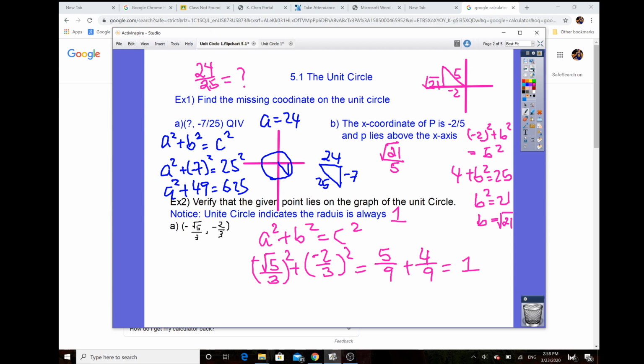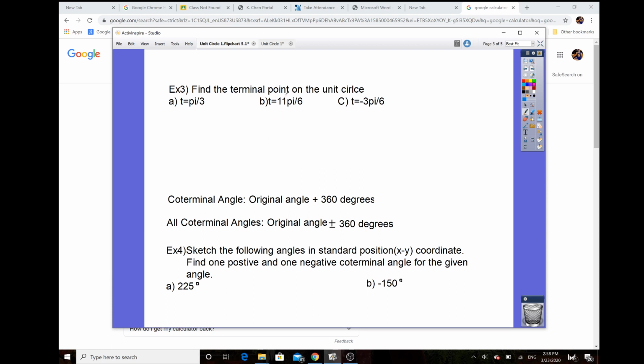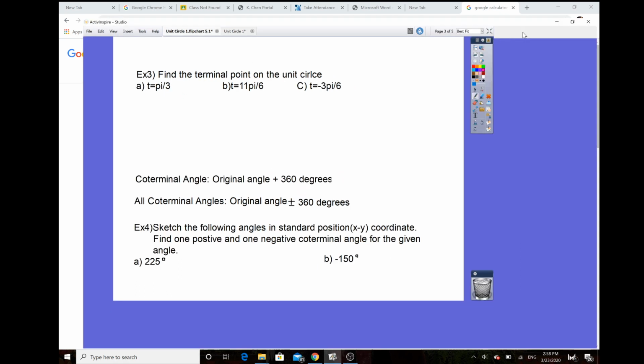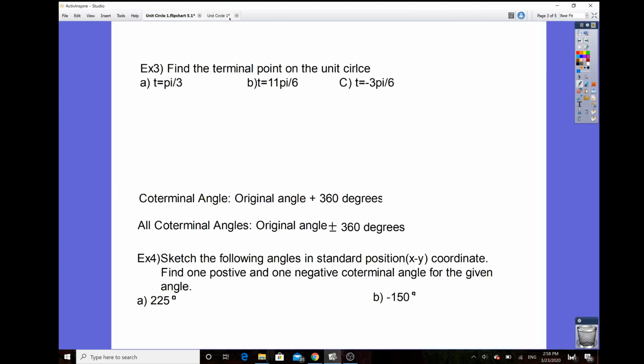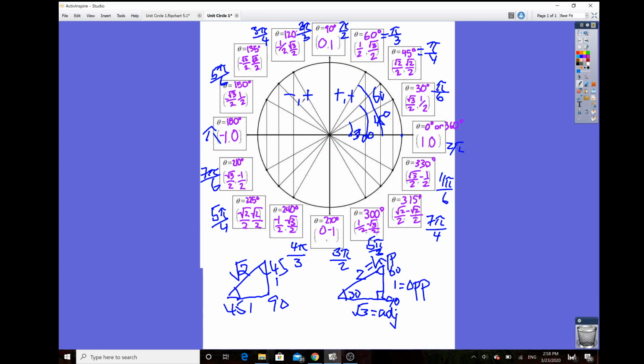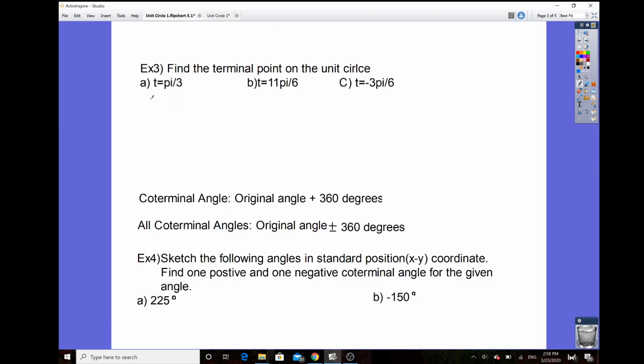Okay, so now let's see what else we have for the rest of this. The next slide: find a terminal point on a unit circle. We have pi over 3. This one basically just uses the unit circle. Back to the unit circle chart, at pi over 3, which is over here, the point would be 1/2, root 3 over 2. Basically this one just refers to the unit circle. So root 3 over 2, comma 1/2.